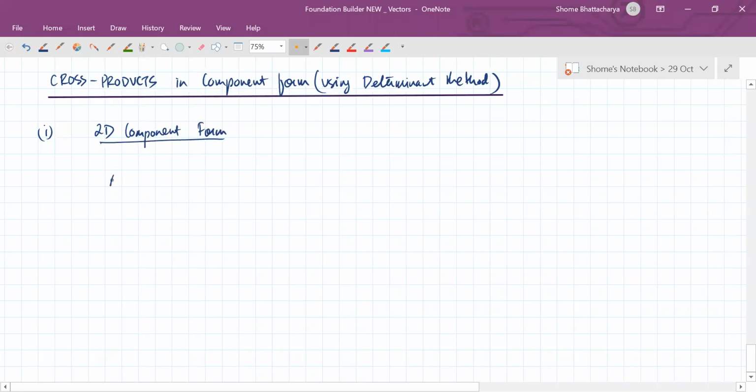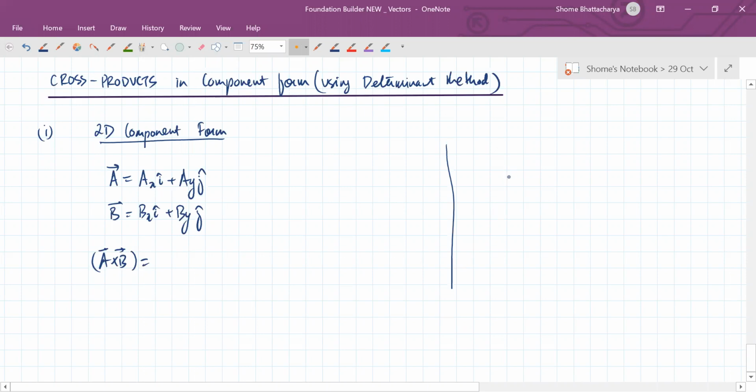In this, suppose vectors A and B are in the xy plane, and we want to calculate A cross B. So we'll see a method. Now this method involves something called a determinant. So I'm explaining that: the determinant of a 2 by 2 matrix. Let's understand what this is.